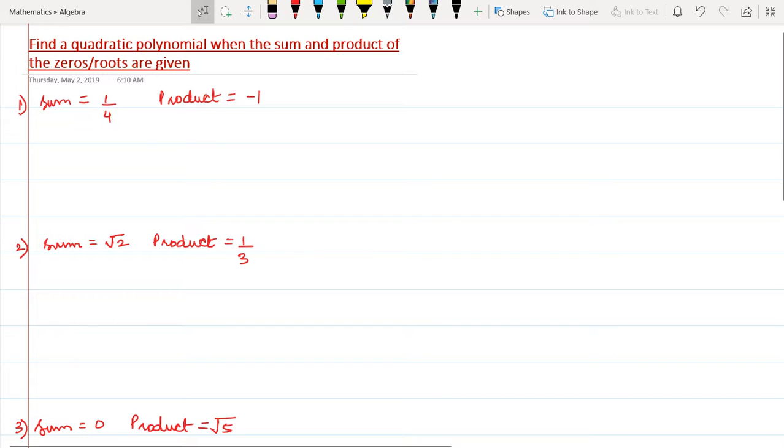Now let's see this profile of question. It says: find a quadratic polynomial when the sum and the product of the zeros or the roots are given. The general formula for building a quadratic polynomial is always f of x is equal to k times of x square minus the sum of roots multiplied by x plus the product of the roots. This is the general formula. You should remember this always.